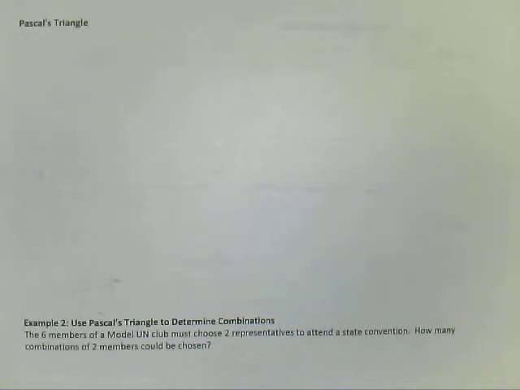And he invented, being the mathematician that he was, or discovered, maybe if you want to call it that, this triangle. We call it Pascal's triangle. So let's first talk about how to build this triangle, and then I'll show you how it relates to combinations.